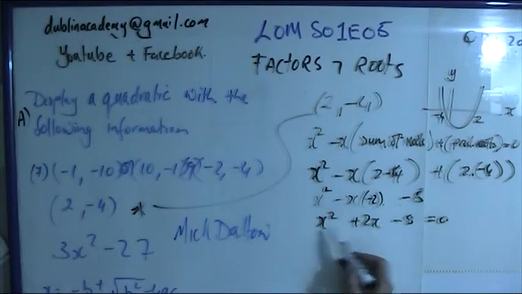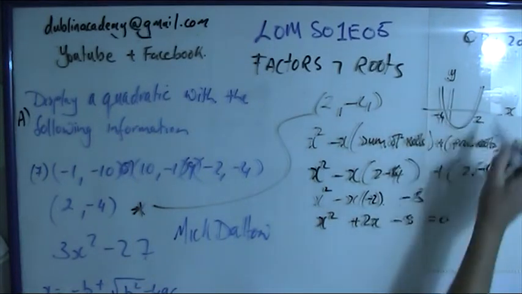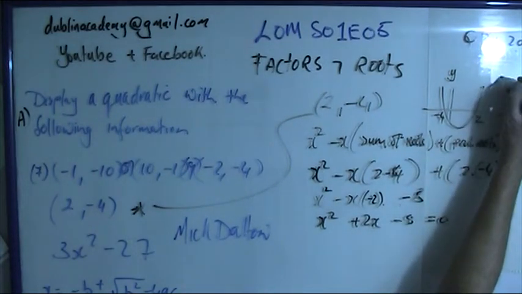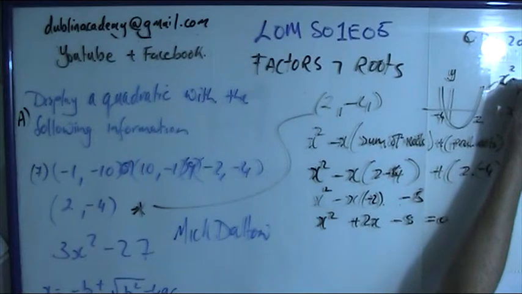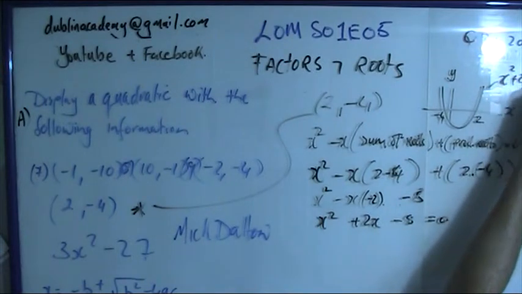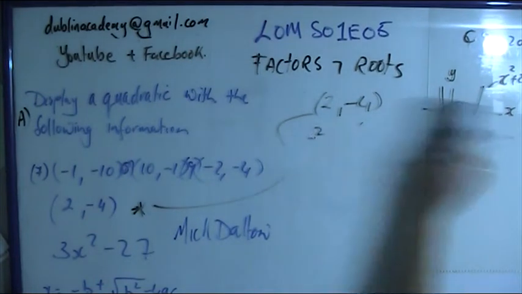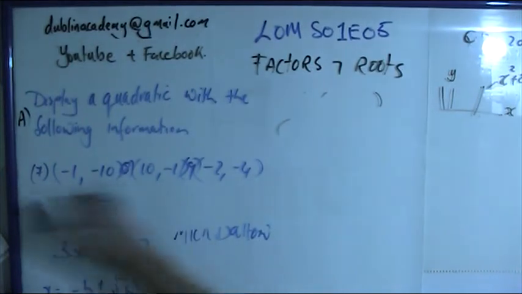And you can see that this is a positive equation because it's positive x squared, so it's going to go like this. And that's the equation for that formula. That's the name given to that formula. Okay, so that's how you form an equation given its roots.